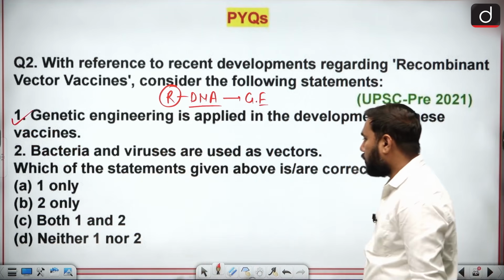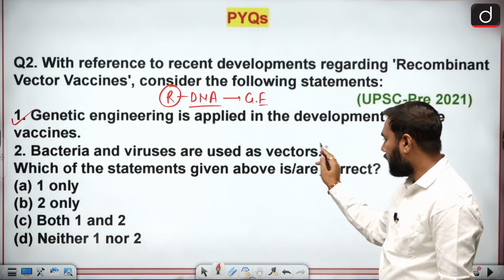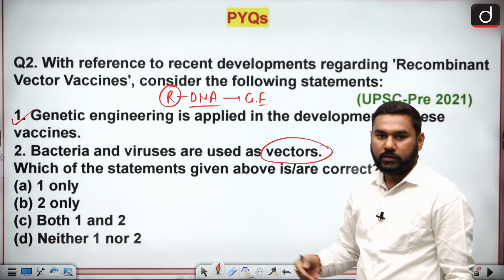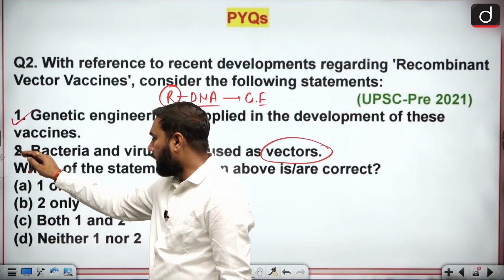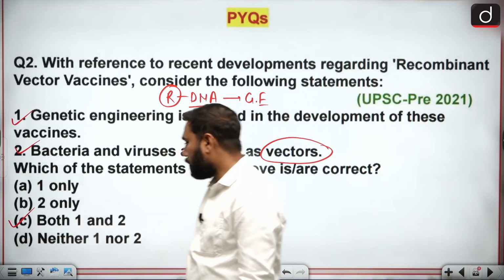Bacteria and viruses are used as the vector. Yes, they are the vector. We know that vaccine formation can be done by bacteria and viruses. So the second statement is also correct. So option C is correct.